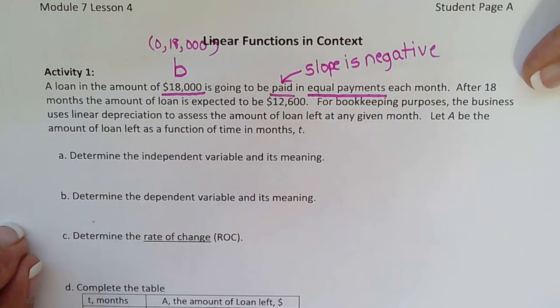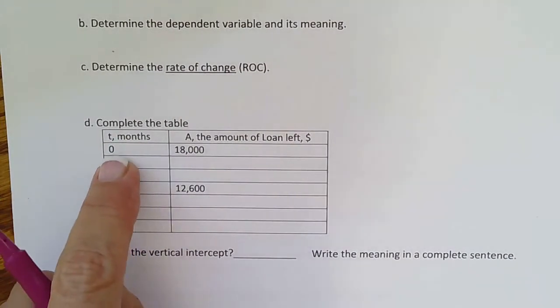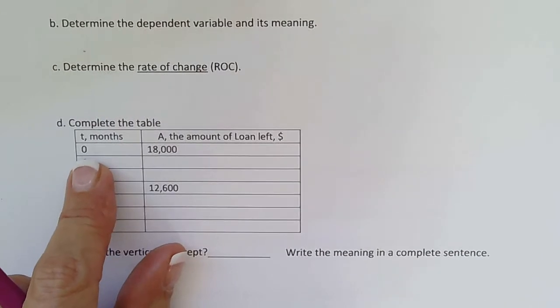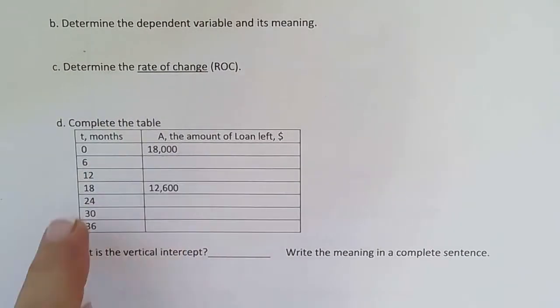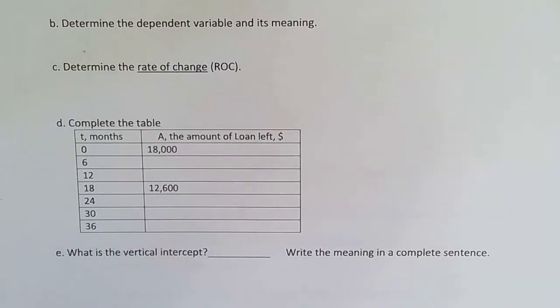After 18 months, the amount of the loan is expected to be $12,600. So if you look here, you can see at 0 months, that means at the beginning, the amount of the loan was $18,000. After 18 months, the amount is $12,600. So now you can see we have 2 points. Now we'll be able to find the rate of change or the slope, how much they're paying each month, and so on.